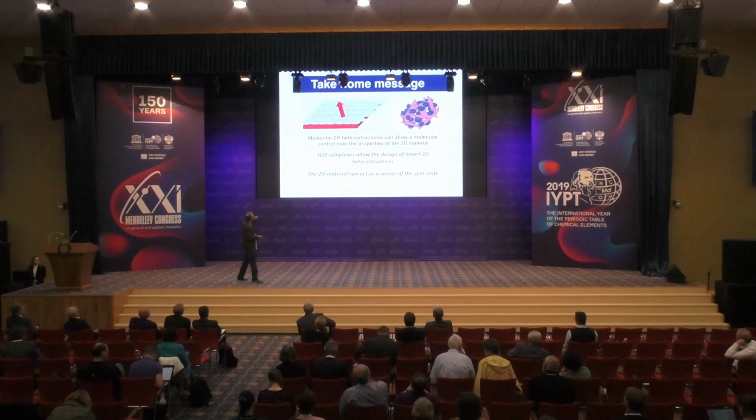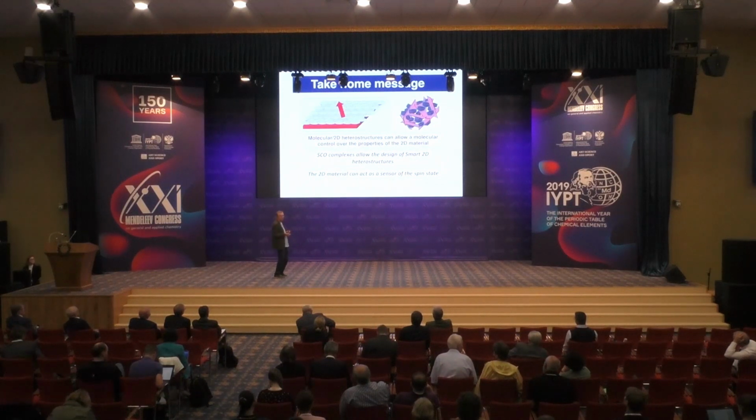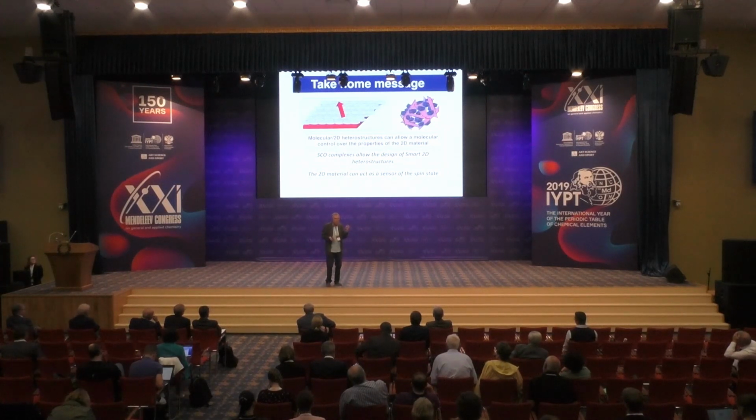This is one idea, and I have shown you that it's possible to control the properties of graphene or molybdenum disulfide by putting these nanoparticles on top. These spin crossover complexes can allow the design of smart 2D heterostructures, as I have shown you. And in this kind of material, the 2D material can act as a sensor of the spin state. As always, to have a sensor of a spin state is not so easy.